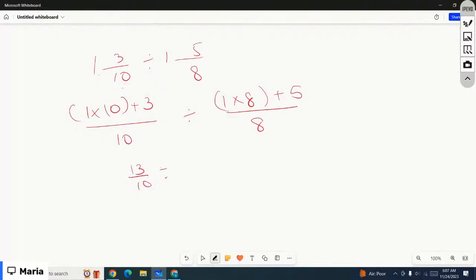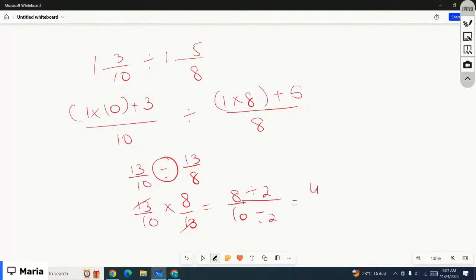8 times 1 is 8, 8 plus 5, 13 over 8. Now simply replace this division sign with multiplication, and then take the reciprocal of this term. The reciprocal of 13 over 8 is 8 over 13. 13 times 1 is 13, and you get 8 over 10. Divide them by the common factor 2. So 2 times 4 is 8 and 2 times 5 is 10. So the correct option is 4 over 5.